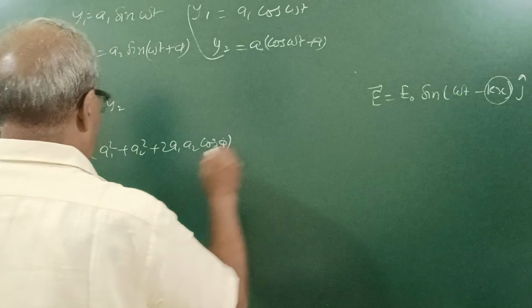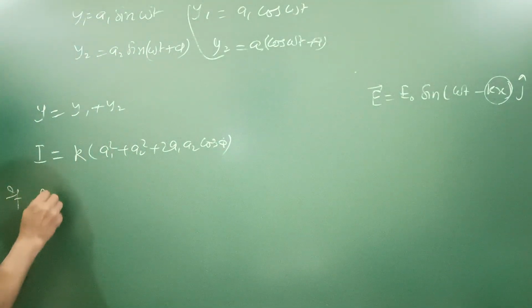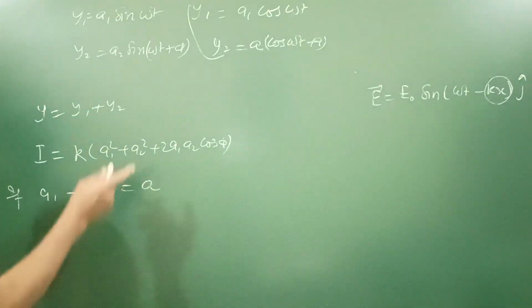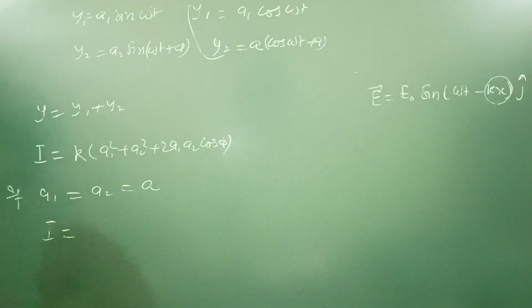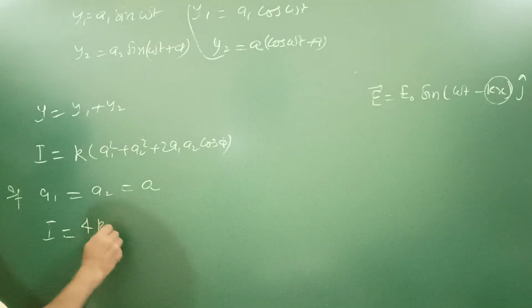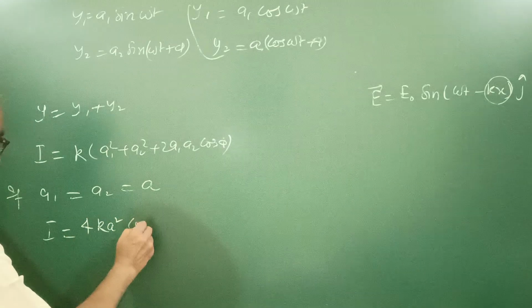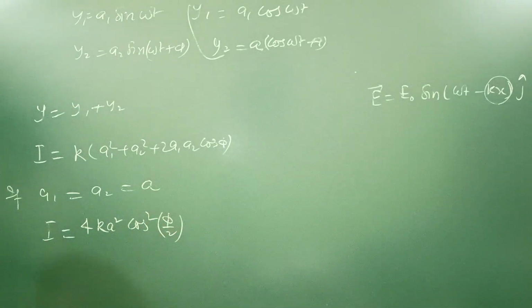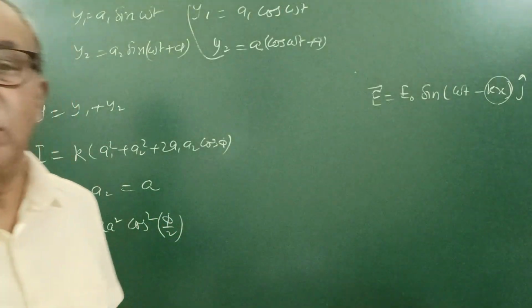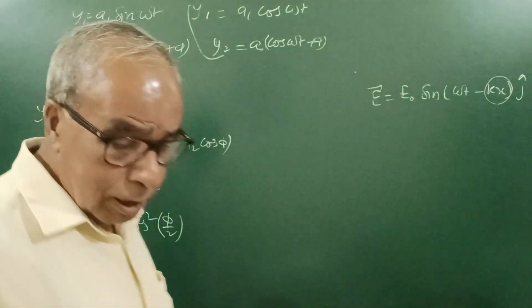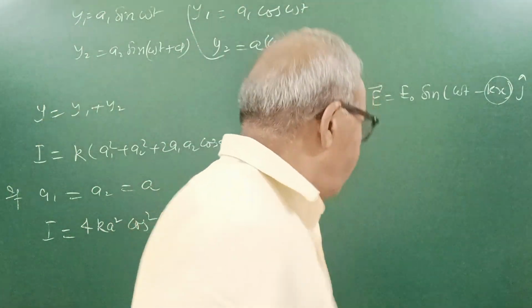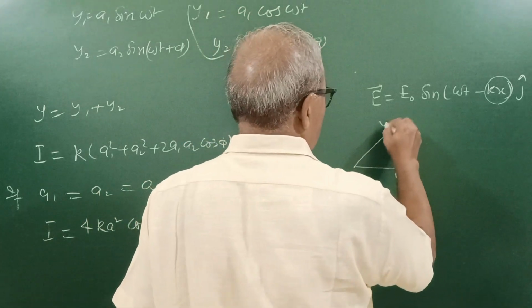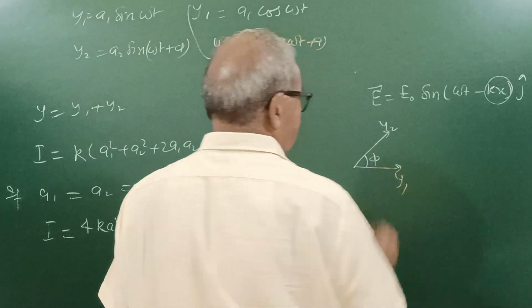Now here if A1 is equal to A2 is equal to A, then we have I equal to 4 k A square cos square(phi upon 2). Now what is this phi? It was the phase difference between the waves, and phase difference means direction difference. If y1 is this way, then y2 is this way, with a direction difference.